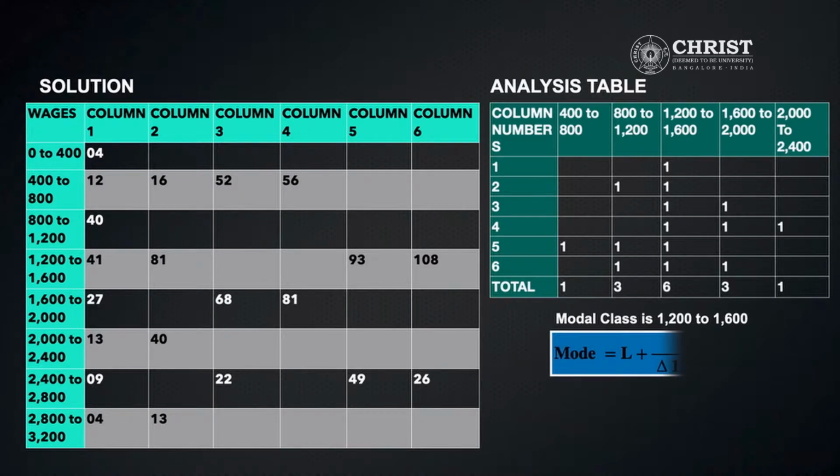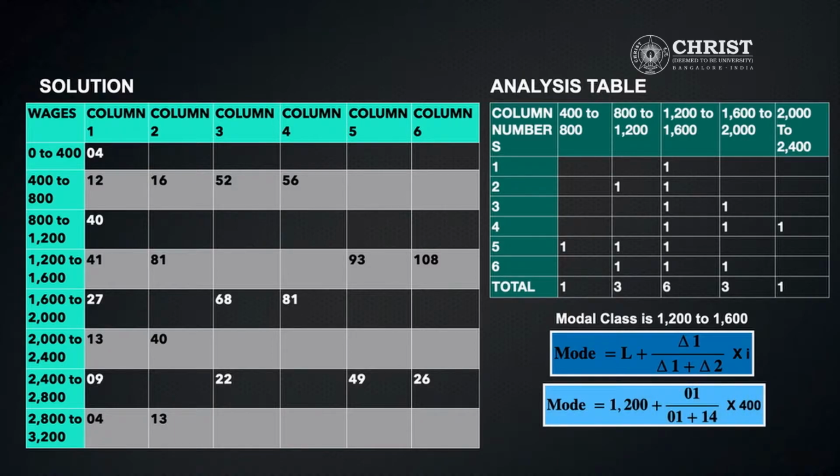Mode is computed using the equation L plus delta 1 divided by delta 1 plus delta 2, into I. Substituting the values in the equation, we will get 1200 plus 1 divided by 1 plus 14, into 400. 400 is the class interval. So you will get the value as 1226.67 rupees. We have to mention the units.